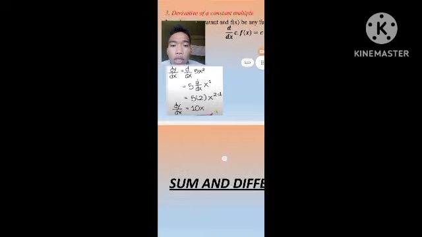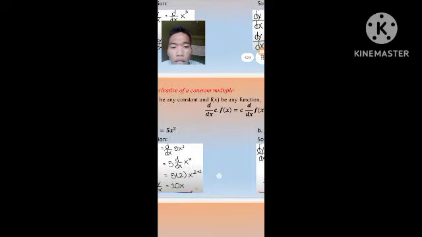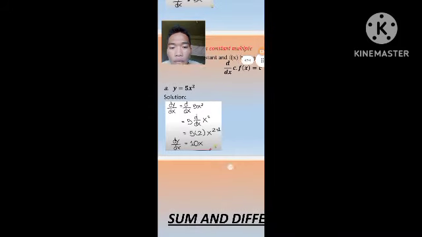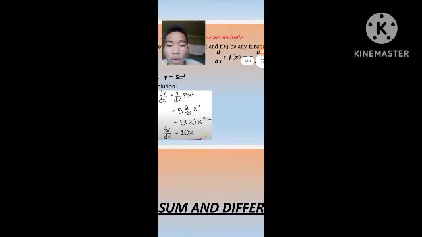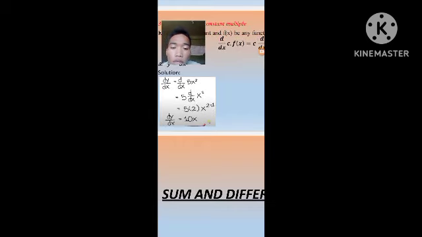So let c be any constant and f of x be any function. Our exponent n is 2, so d over dx of x squared will be 2x. So 5 times 2x, with our exponent being 2 minus 1. So we have the answer dy over dx equals 10x.